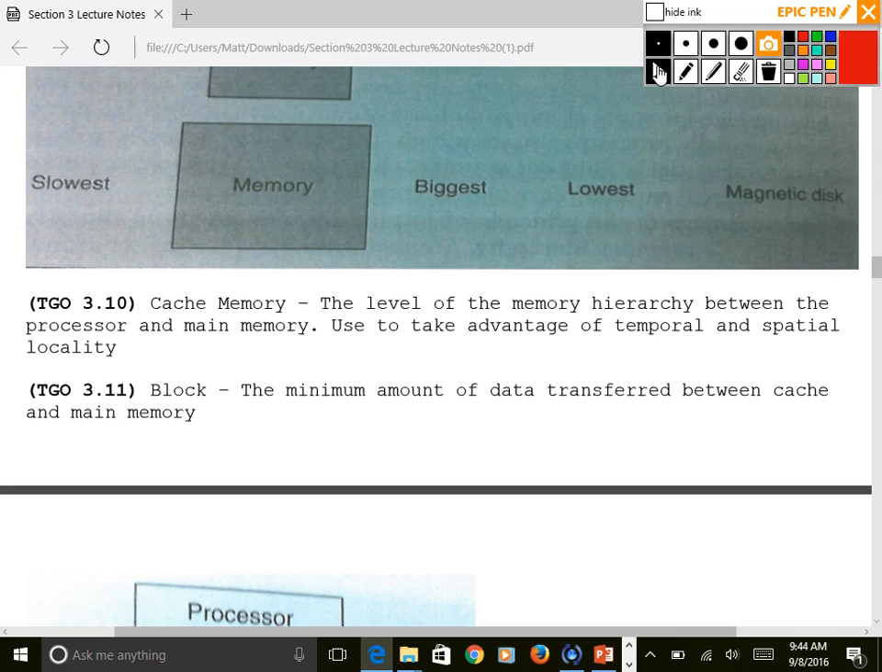Yes? What would flash memory be, sir? Flash would typically be a cache memory. Yeah.